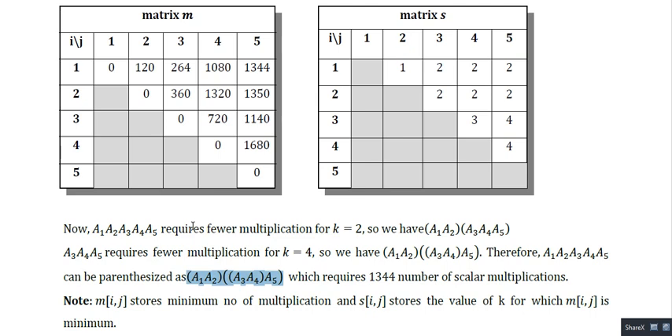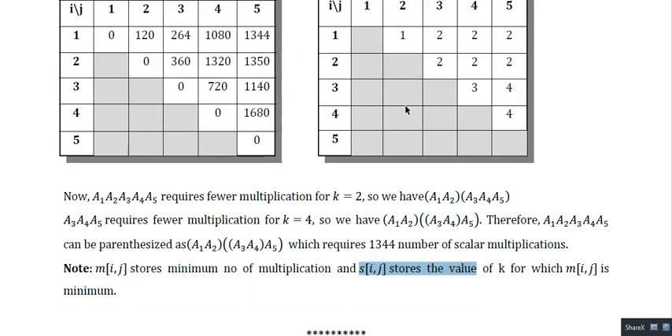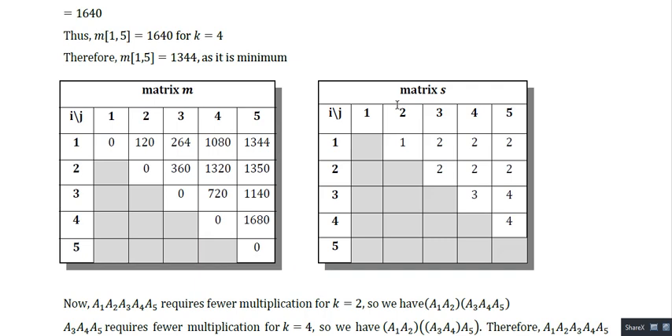So just keep in your mind this matrix M, already I have cited here again. This stores the minimum number of scalar multiplications, and Sij stores the value of k around which your parenthesization is done. Okay, so this is all about today's lecture. So today we have discussed the dynamic programming approach to solve this matrix chain multiplication.